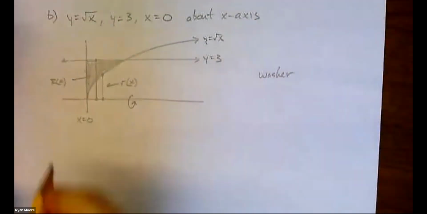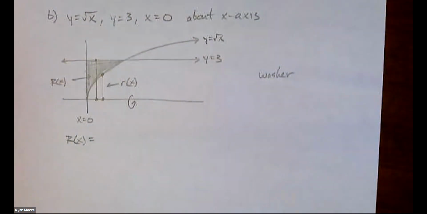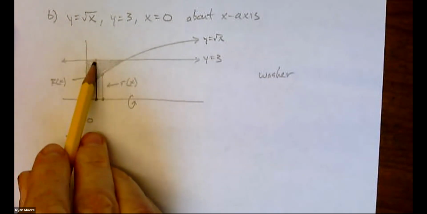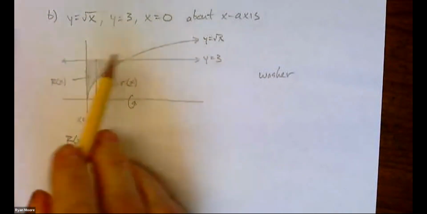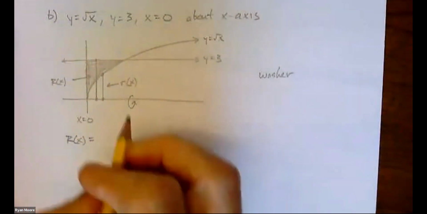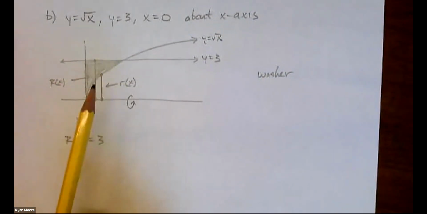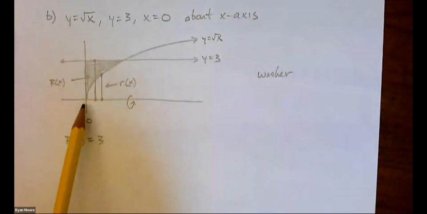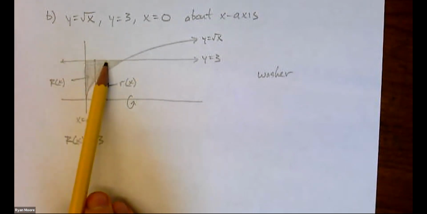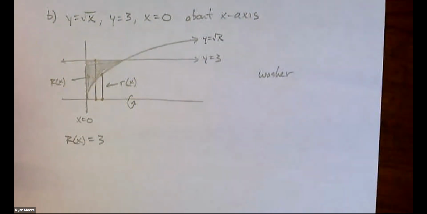Looking good. What are these going to be equal to? What is capital R of x equal to? If you're coming off the x-axis, it's the function. That's all it is. So here the function is hitting y equals 3. It turns out our outer radius for this setup is a constant. No matter where we take the outer radius, it's always exactly 3 units away from where we're rotating from.